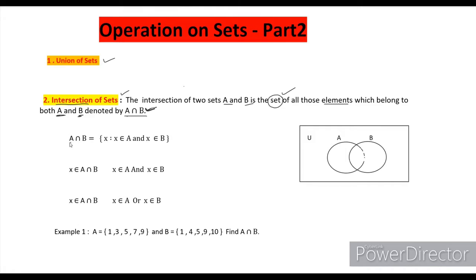So mathematically, how do we understand this? A intersection B is the set of all x such that x belongs to A and x belongs to B. Why do we write "and"? Because it belongs to both A and B. Only then can it be in A intersection B. So it belongs to A and it also belongs to set B.